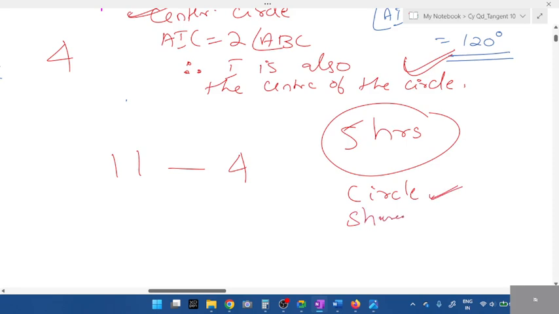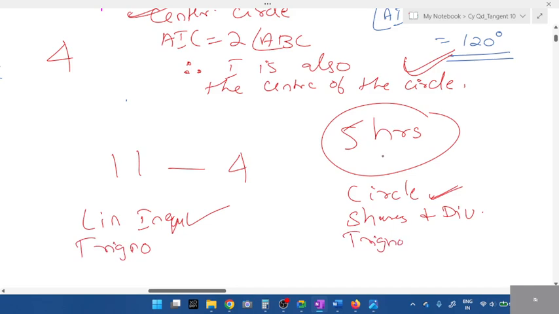Which is the other chapter? Shares and dividend. So linear inequation, any doubts? No, linear inequation is done. Okay, trigonometry we completed, right? You can also practice trigonometry. So just split. You'll have around 5 hours. Just spend 45 minutes on each chapter. In 45 minutes, you'll be able to solve trigonometry. What's the other chapter you have? Circle, shares and dividend, linear inequation.